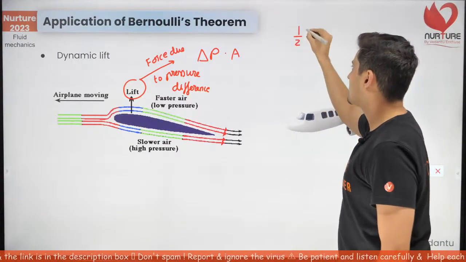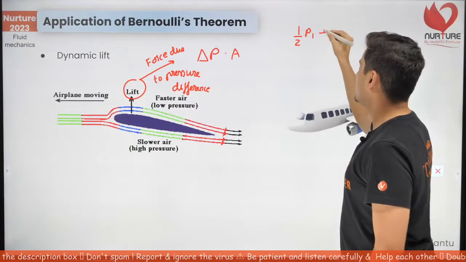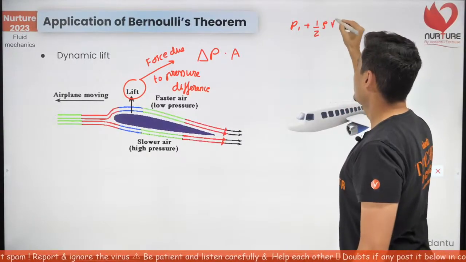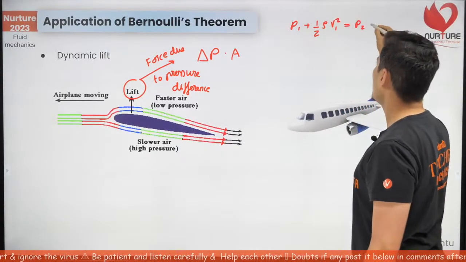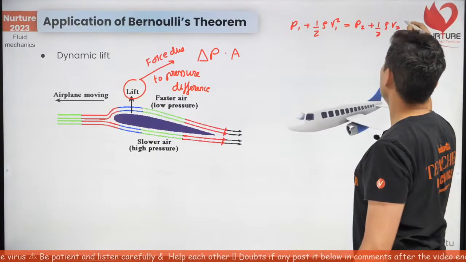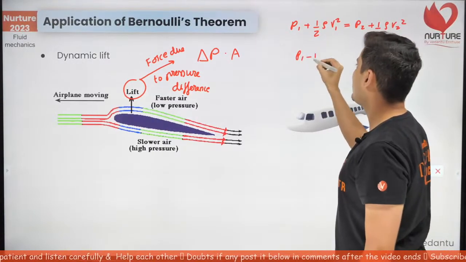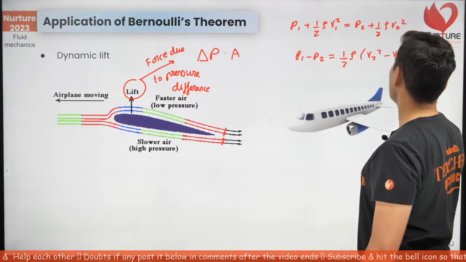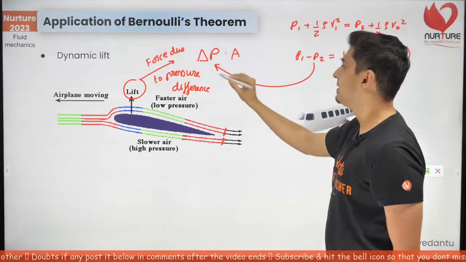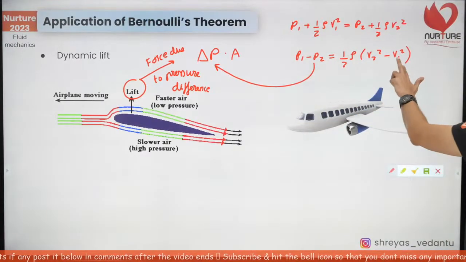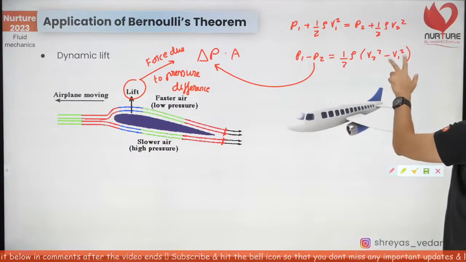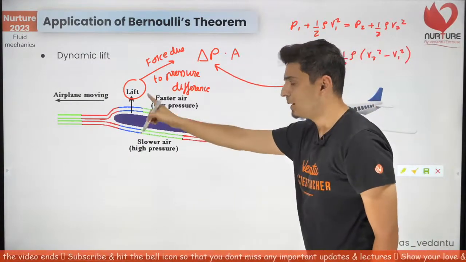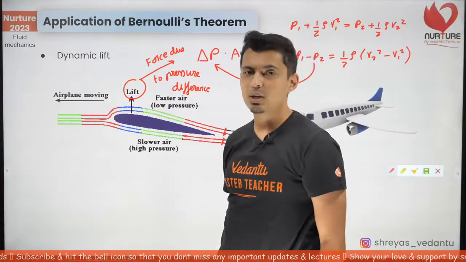Just use Bernoulli's principle: P1 plus half rho V1 square is equal to P2 plus half rho V2 square. So you can clearly see, you can calculate P1 minus P2 is equal to half rho (V2 square minus V1 square). So this is how you can calculate the pressure difference. So you know the speeds at the top and at the bottom. If you know that and you know the density, you can calculate the pressure difference, multiply by the area, and you get the lift. Very, very cool.